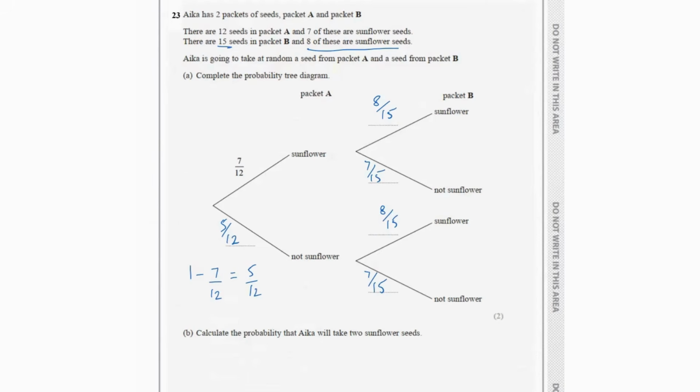2 sunflower seeds are going to be this. We go from packet A and from packet B, sunflower to sunflower. So when you're moving along the branches, you multiply the probabilities. So 7 over 12 times 8 over 15, and that's going to give us 56 out of 180. If you want to simplify, that's fine. If you want to leave it as it is, that is also fine. There is no restriction.